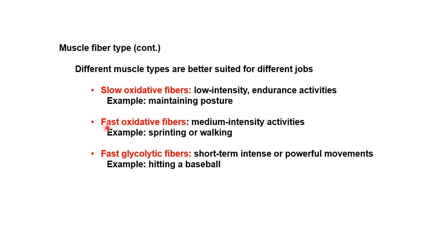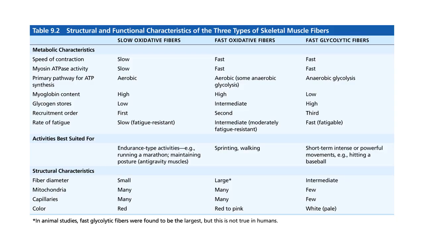They are usually low fatigue. They're resistant to fatigue. And then you have fast oxidative fibers. Those are your medium intensity, also oxidative with oxygen, right? So this is going to be like sprinting or walking, right? And then you have fast glycolytic fibers. Those are for short-term, very intense stuff, right? So this is like hitting a baseball or punching something, right? A pillow, okay. All right, so this chart is FYI, so if you want to go over and see what kind of chart it has what.